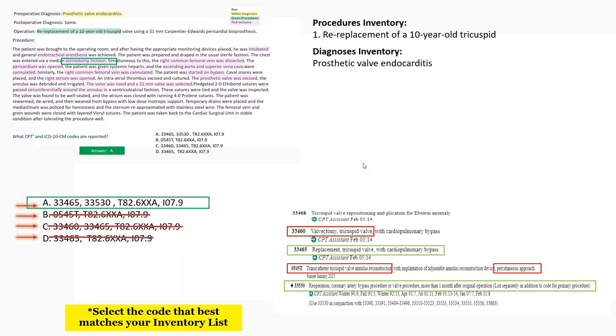So we must use them if a reoperation is performed. Is that clear? Shall we move to the next one? Okay.